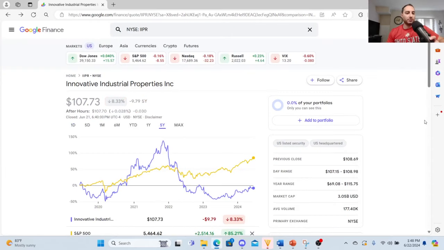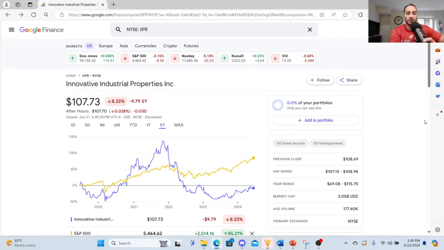Innovative Industrial Properties is another one. This one's a high yielder. There's a little bit of a risk with them because they're kind of a new kid on the block. They've been challenged during the pandemic as well. They're sitting at 107.73. I think they're a little bit overvalued.